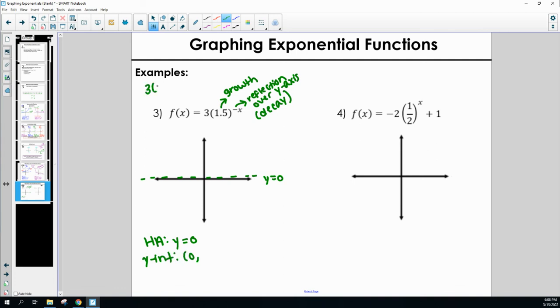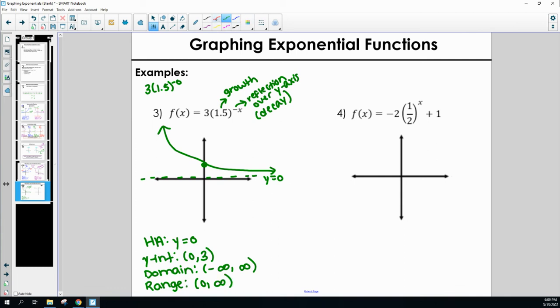So we have 3 times 1.5 to the negative 0. Well, negative 0 is just 0. 1.5 to the 0 is 1. And then we're multiplying it by 3. So 3. So (0, 3) would be somewhere here. Okay, and this was a growth, but because of that reflection over the y-axis, it's a decay. So we're going to go from high to low. Oh, I'm really bad at drawing these. High to low. There we go. And again, domain will be negative infinity to positive infinity, and the range will be 0 to infinity.